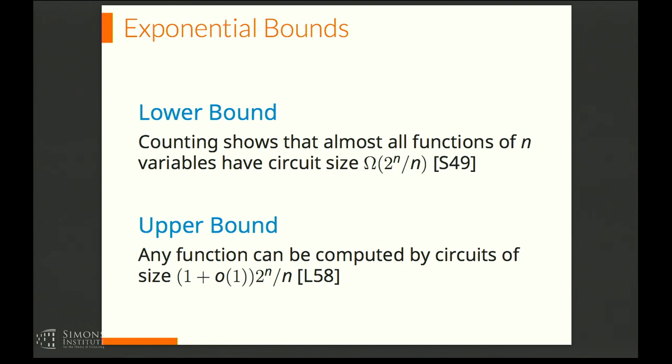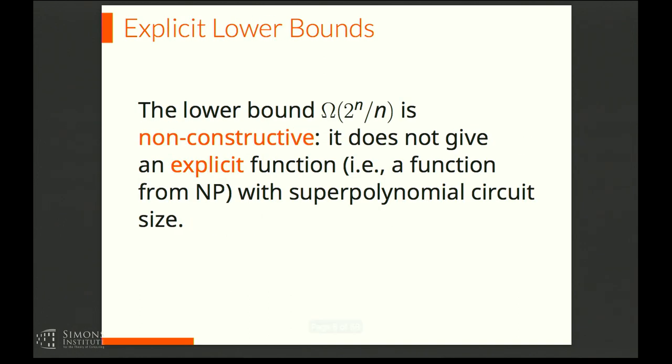And it was proved by Lupanov that in fact the hidden constant here can be shown to be equal to 1. Namely, you can compute any Boolean function in size roughly 2 to the n divided by n, without even the big O. Okay. And this argument is of course non-constructive. So it doesn't give us an explicit function which has exponential circuit size. And by saying explicit, we usually mean a function from NP, but it differs in various papers. So we don't even have a function from E to the NP, for example, or even from larger classes.